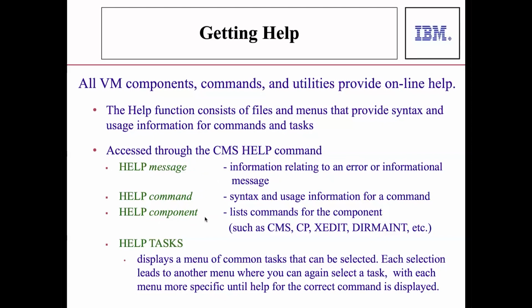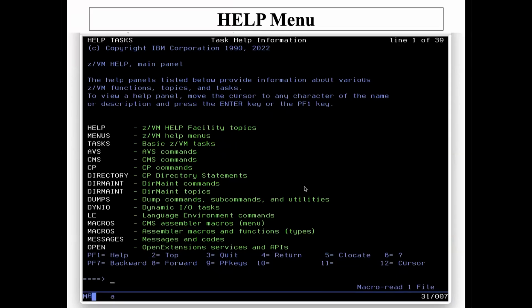Help for a command, help for a component, like help CMS, help XEDIT, help DIRLIST. And help tasks is kind of the more, I don't know, I don't know to enter help DIRLIST. I want to see what kind of things I can do. And tasks is actually the default. So if you just enter help, it does a help tasks, and you would see this menu here, and there's more here.